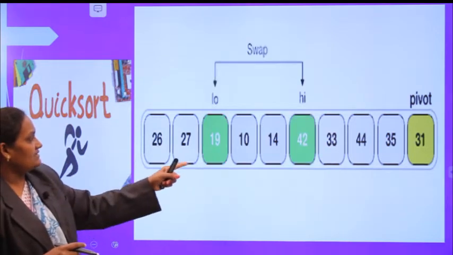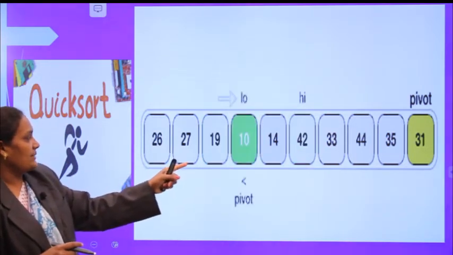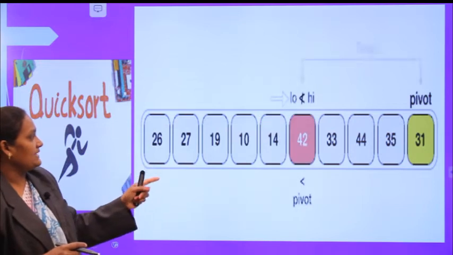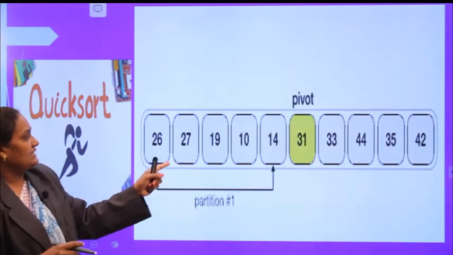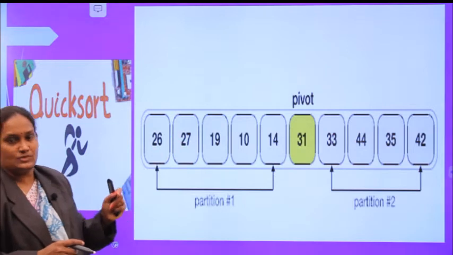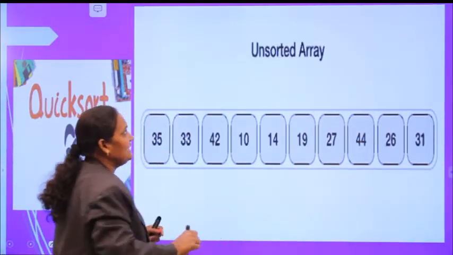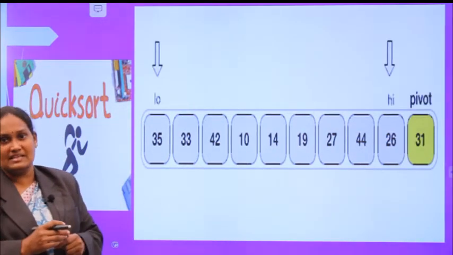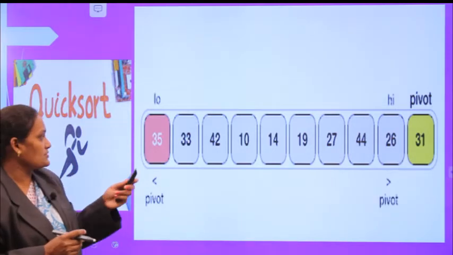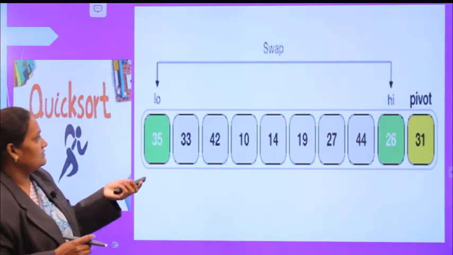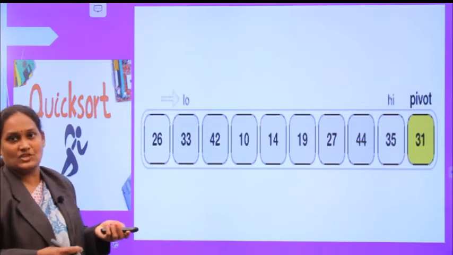This is the higher element and that is the lesser element. So those two are swapped. Here 31 is swapped with 42. That is, the pivot element is correctly rearranged. That 31 is correctly rearranged. This is the procedure of pivot rearrangement or partitioning the array.